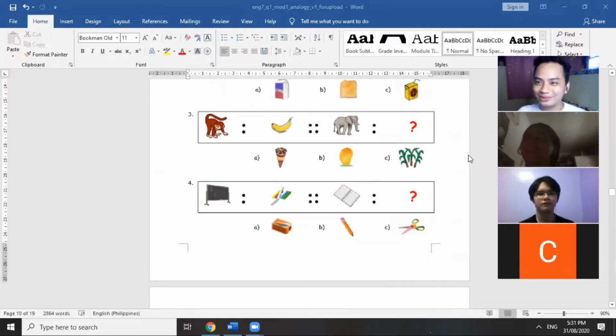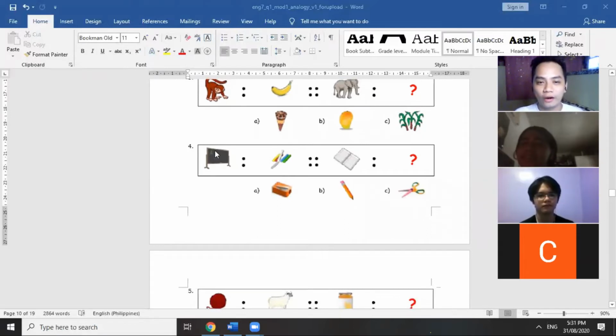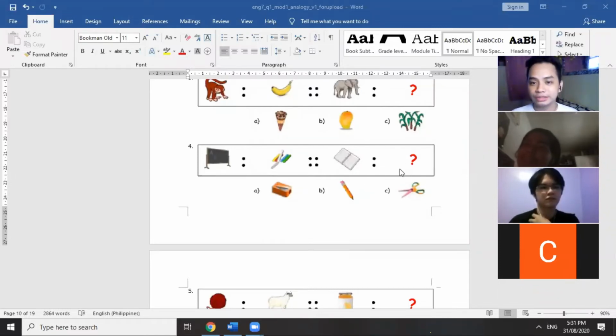We should speak in English. Let's go with number 4. What is the relationship of board and chalk? We use the chalk to write on the board. But here, what do we use to write in a notebook? The pencil. Very good. We use the pencil to write in a notebook, right?